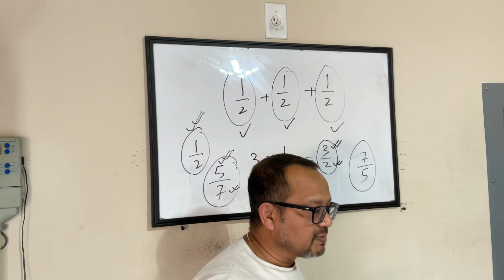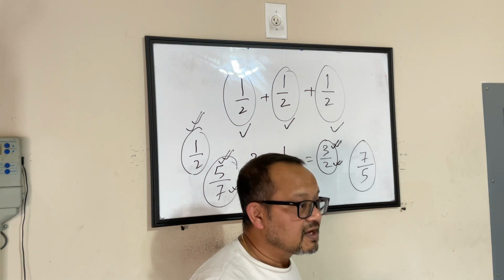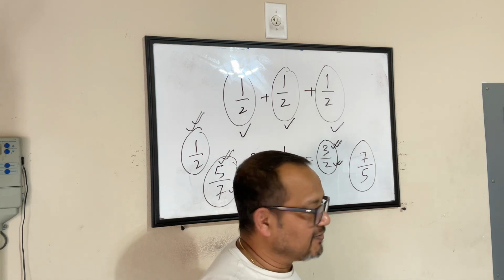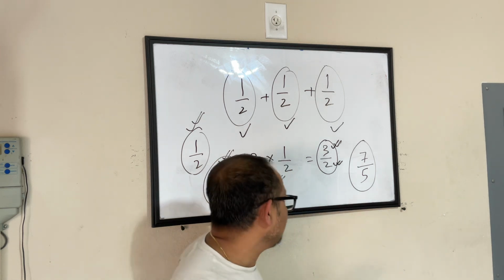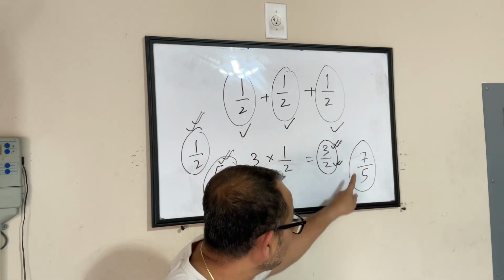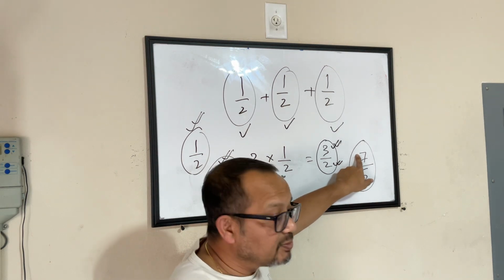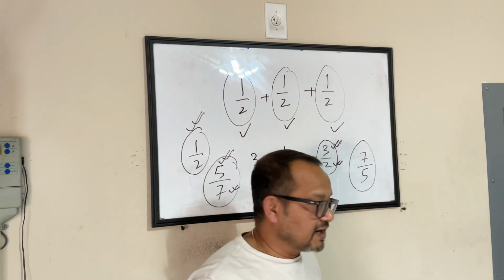7 by 5 is a proper fraction. No. No? What is it? Improper. It is an improper fraction. That was a trick question, okay? I was saying that proper fractions are those fractions where my numerator is smaller than my denominator. What did I do? I said 7 by 5. My numerator is bigger than my denominator. So this is an improper fraction.